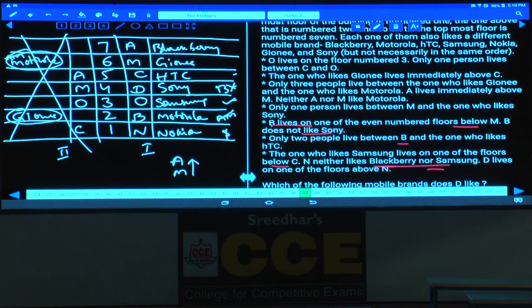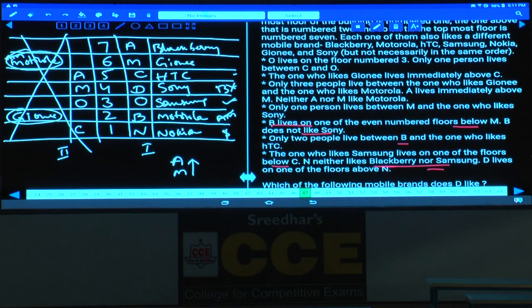Clear now? Now this is the order in which these 7 persons are staying on 7 different floors. And what is the order here? AM, CD, OBN, and the companies are BlackBerry, Xiaomi, HTC, Sony, Samsung, Motorola, and Nokia. Clear now? Now this is about question numbers 47 to 51. Write down this arrangement. Yes, shall I explain the questions? 47 to 51 questions.